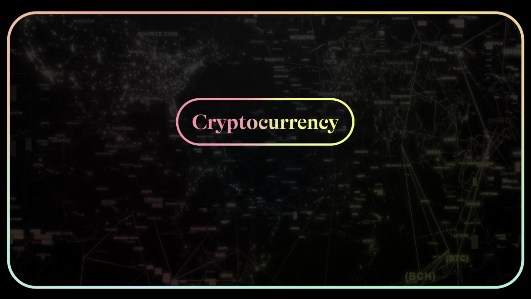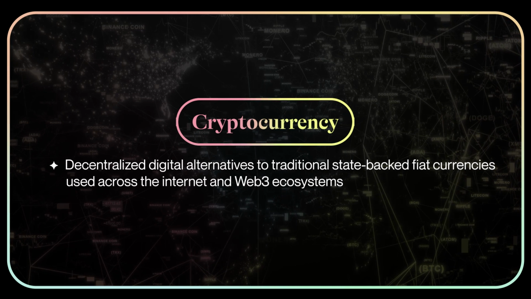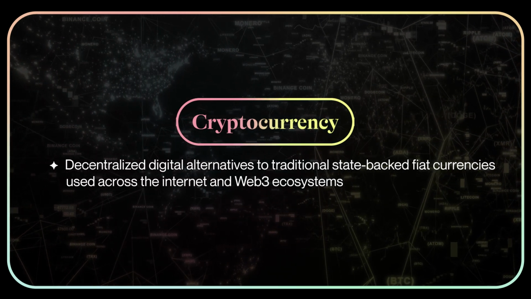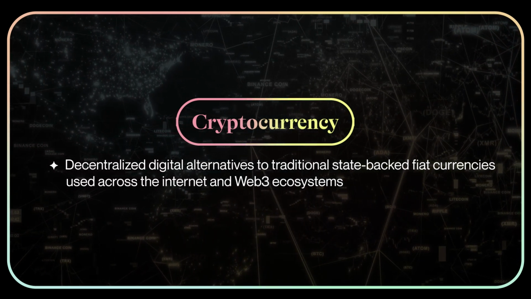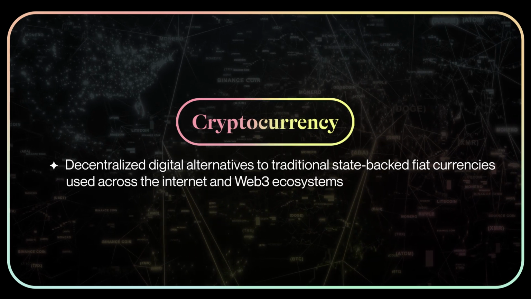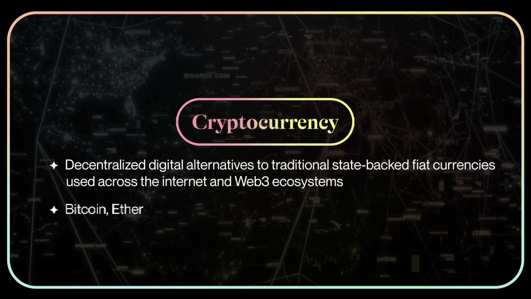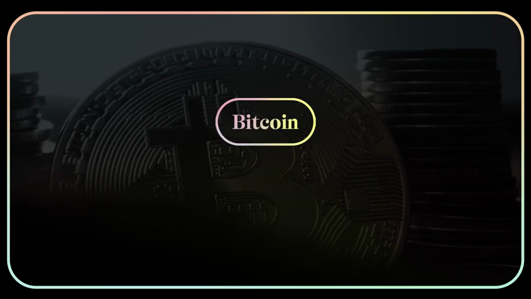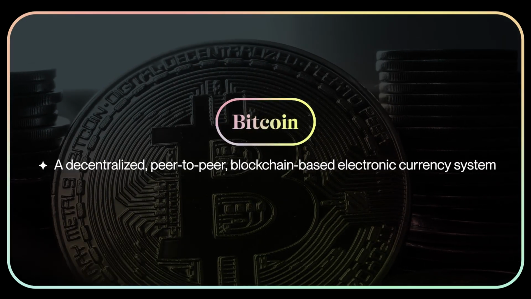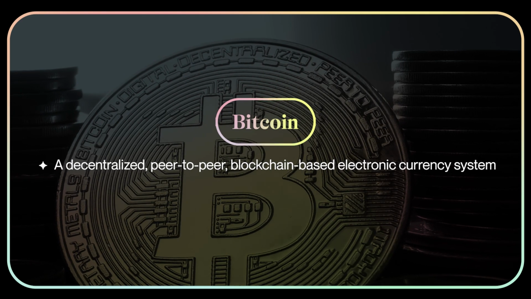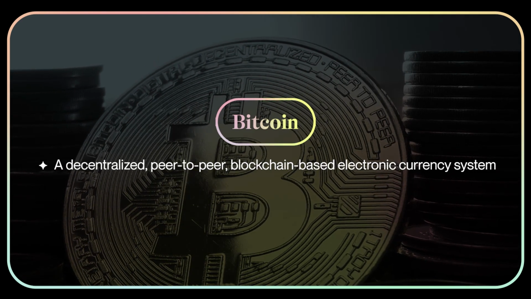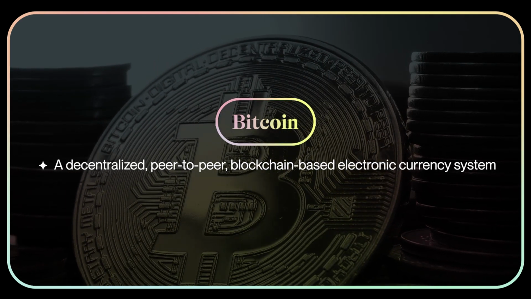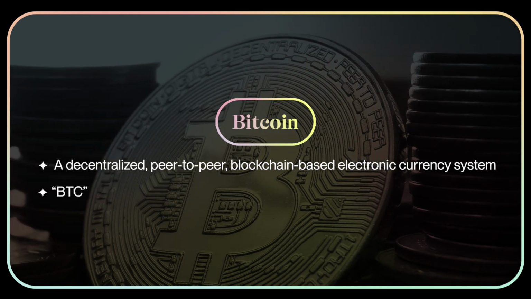Cryptocurrency. These are decentralized digital alternatives to traditional state-backed fiat currencies used across the internet and Web3 ecosystems. Examples of cryptocurrency include Bitcoin and Ether. Bitcoin. This is a decentralized, so peer-to-peer, blockchain-based electronic currency system. Its native currency acronym is BTC.